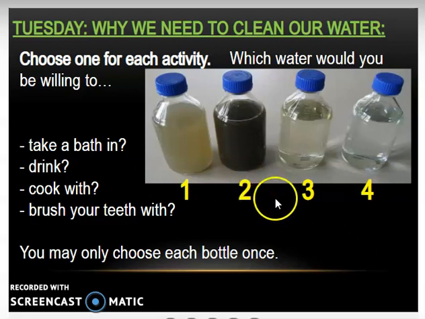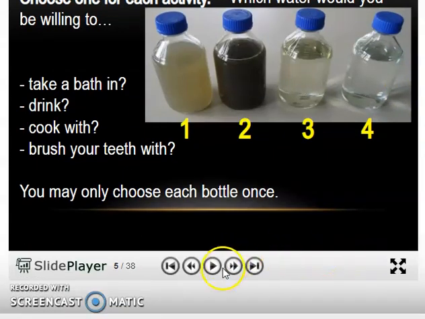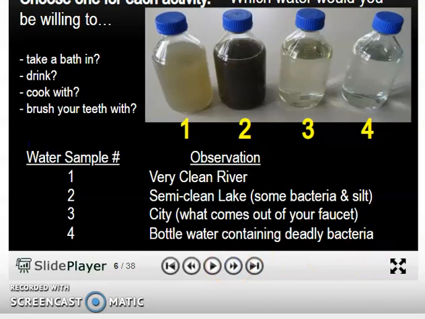What would we use bottle number 2 for? Or bottle number 1? So if I said that we could treat these waters and make them look like bottle number 4, then we might be a little more willing to use them.